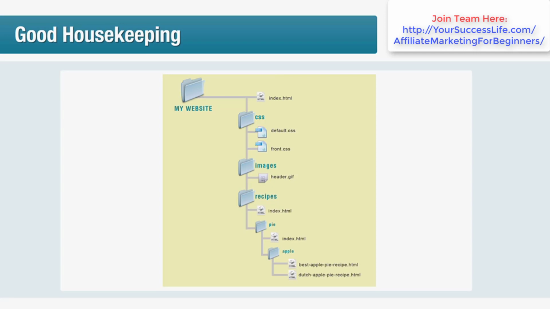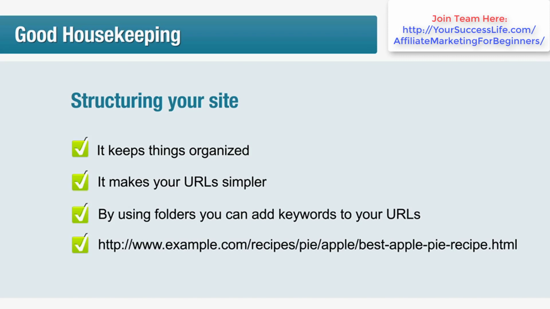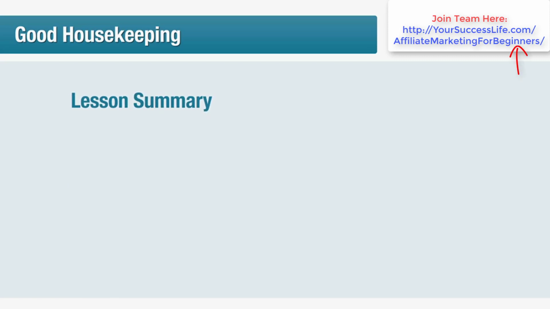The other beautiful thing about using folders is that you can insert your keywords into your folder names, which makes them part of your URL. Having your keywords in your URL seems to make your page appear more relevant to the search engines. For example, www.example.com/recipes/pie/best-apple-pie-recipe.html.